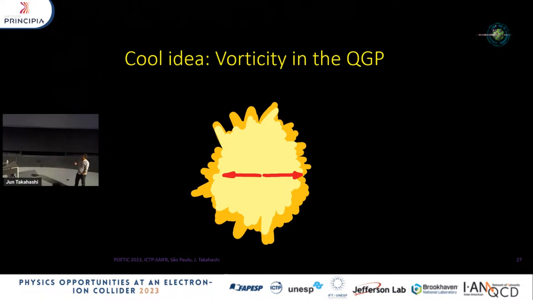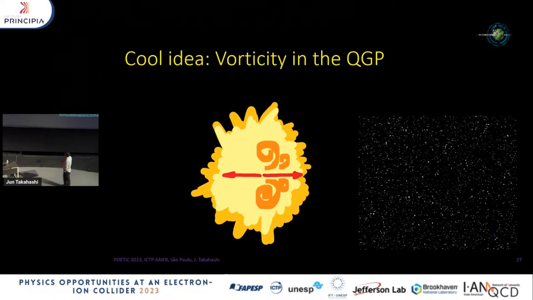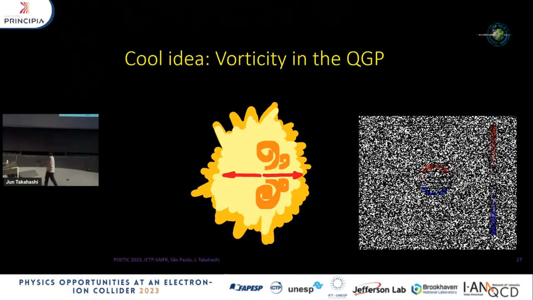But we thought, if we have jets in the medium here, in the liquid, these jets might create something called vorticity. So you shoot a bullet in a bucket of water. What you will create is vorticity in the liquid. Can we see this vorticity in the liquid? Right? That was the idea that we had. And so we went in and simulated this, right? So this is a result of our simulation.